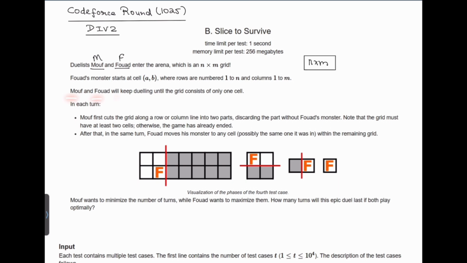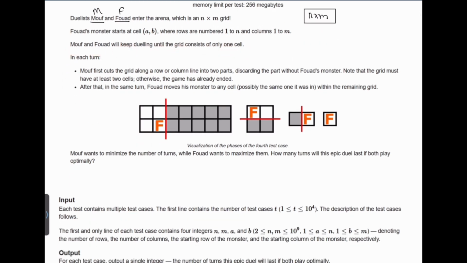M and F will keep dueling until the grid consists of only one cell. And what are the rules? M first cuts the grid along a row or column line into two parts, discarding the part without Fouad's monster. Note that the grid must have at least two cells, otherwise the game has already ended. So basically, it can make a cut, and the cut obviously divides the grid into two halves, right? The half in which F is not present, we discard. And we are left with this half.